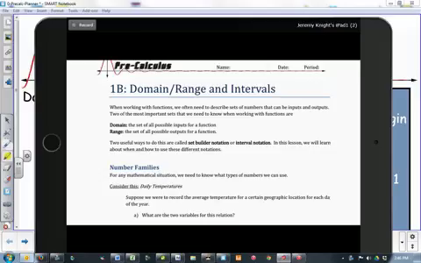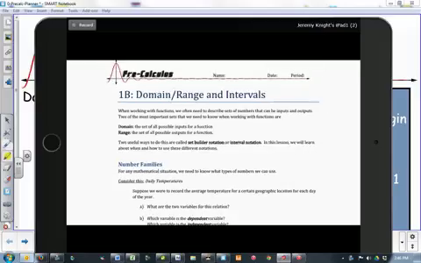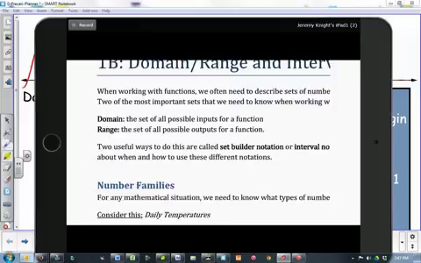So here we go. Let's talk about domain, range, and intervals. So functions, we're laying our groundwork for functions, okay? And when we're working with functions, we need to describe sets of numbers. So we're going to talk about how we can describe sets of numbers here. We have domain, which we talked about. A domain is a set of all possible inputs. Those are all things we can put into our function.